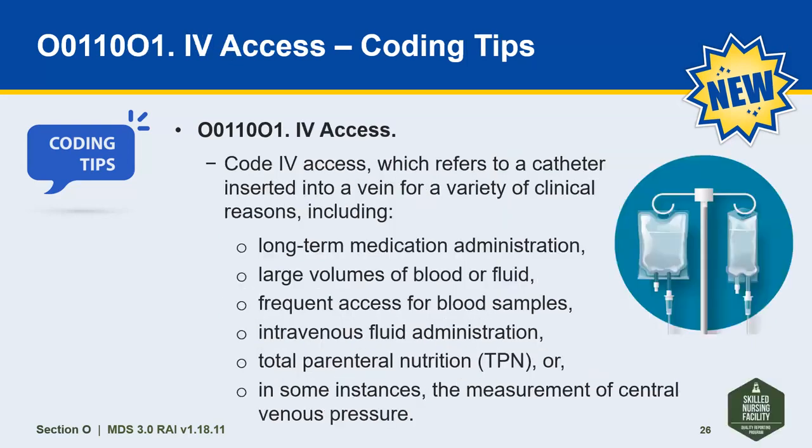And here are some new coding tips for O0110 O1 IV access. You code IV access, which refers to a catheter inserted into a vein for a variety of clinical reasons, including long-term medication administration, large volumes of blood or fluid, frequent access for blood samples, intravenous fluid administration, TPN, or in some instances, the measurement of central venous pressure.